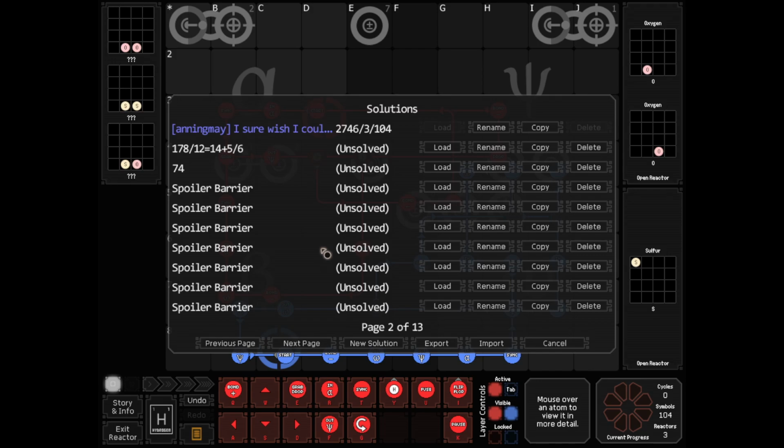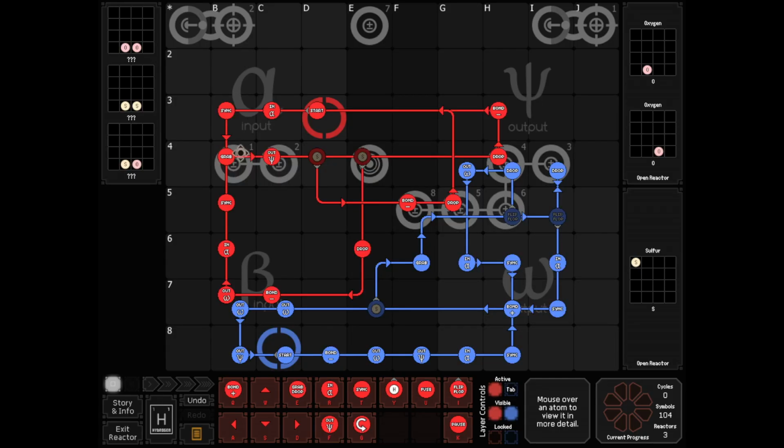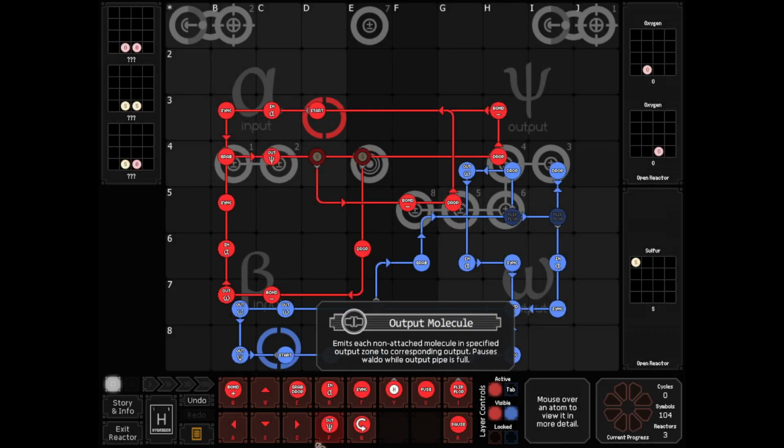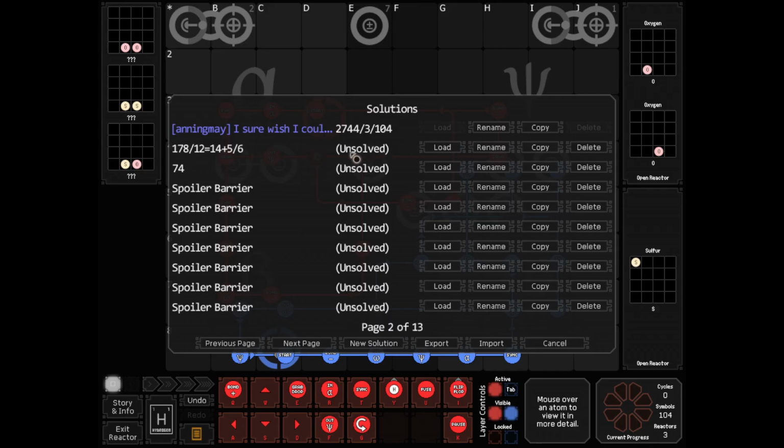Okay, yeah, so that was the first solution. It had a throughput of roughly 15 cycles per input. And that means that it takes a total of 2,744 cycles. Let's have a look at the next solution, which is by Astronelson.